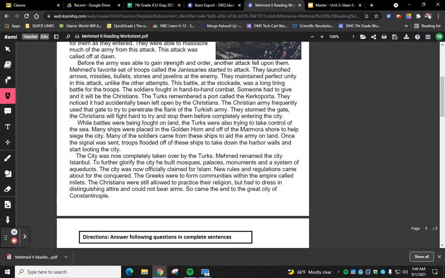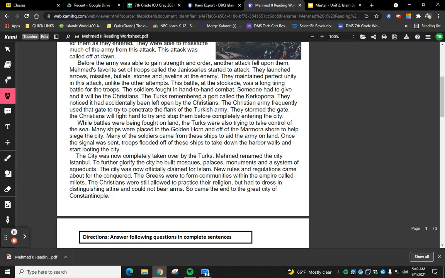Before the army was able to gain strength and order, another attack fell upon them. Mehmed's favorite set of troops, called the Janissaries, started to attack. They launched arrows, missiles, bullets, yes, there were early guns at this time, stones, and javelins at the enemy. So a javelin is like a spiked spear. They maintained perfect unity in this attack, unlike the other attempts. This battle at the stockade was a long, tiring battle for the troops of Constantinople. The soldiers fought in hand to hand combat. Someone had to give in, and it was the Christians.